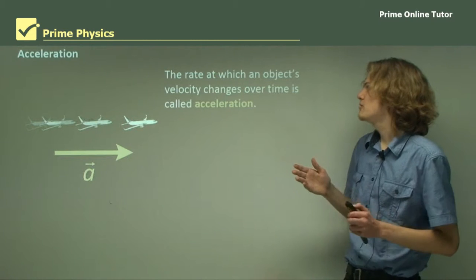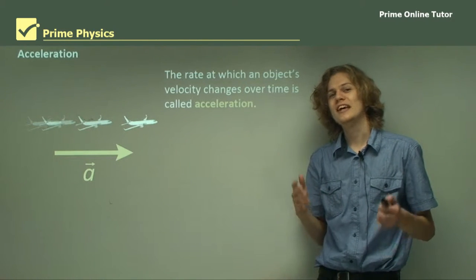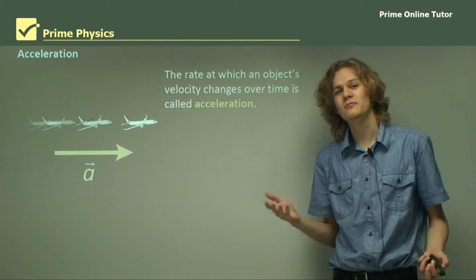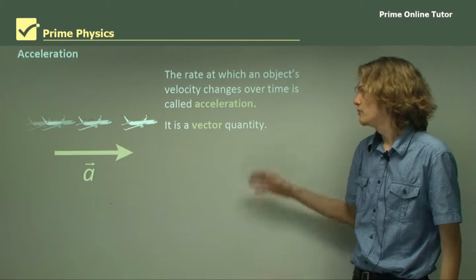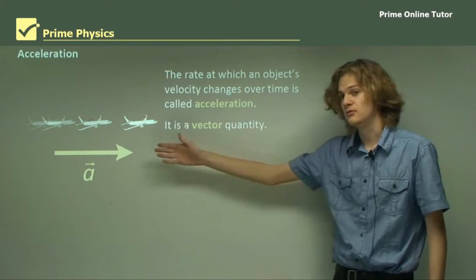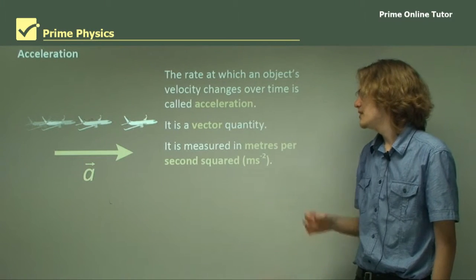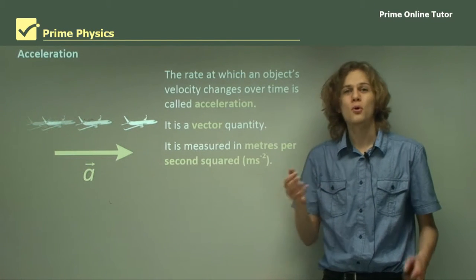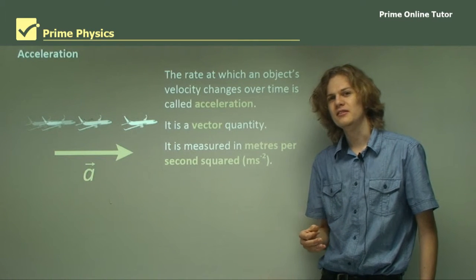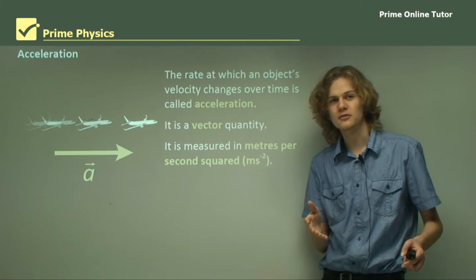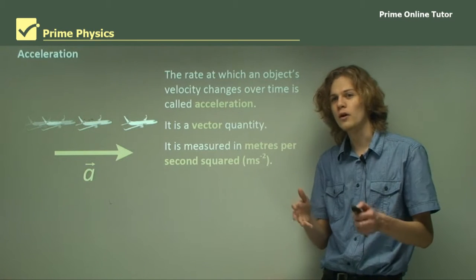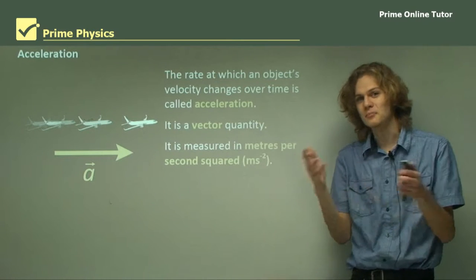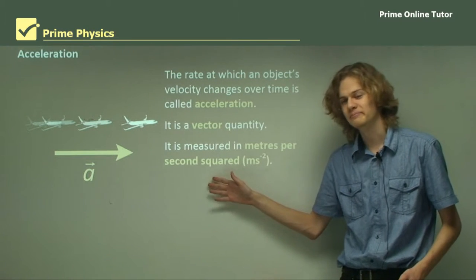Now, the rate at which an object's velocity changes over time is called its acceleration. You've probably heard this word before, but not in the terms that physics knows it. Acceleration is a vector quantity, which means that, of course, it has direction, and it is measured in meters per second squared. This is the same as meters per second per second, and so it measures the speed change in a number of seconds. If an object's speed is changing at 1 meter per second every second, then its acceleration is 1 meter per second squared.